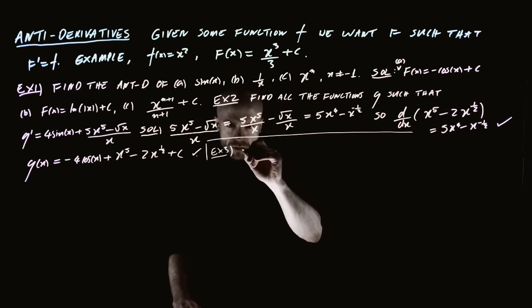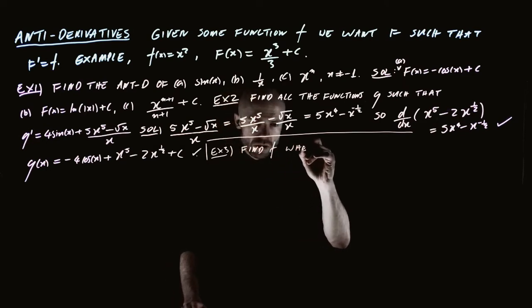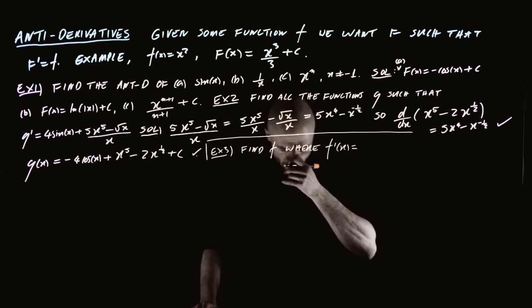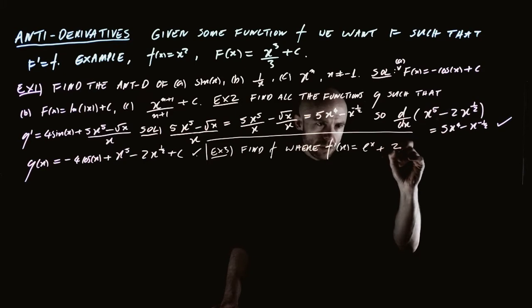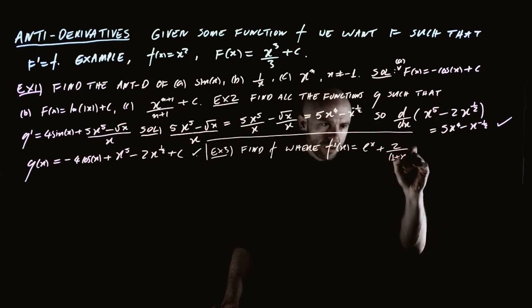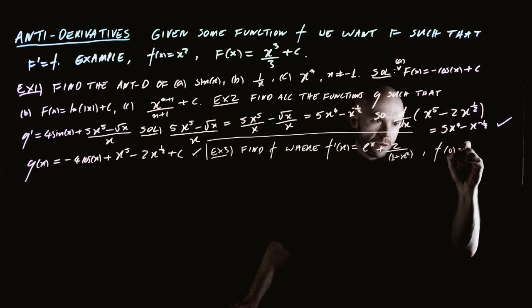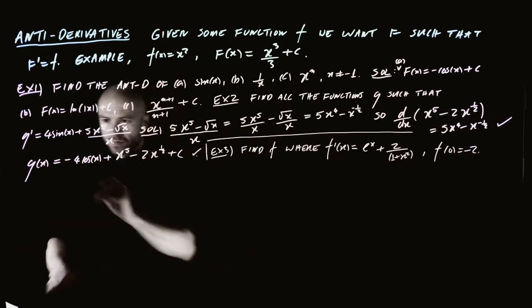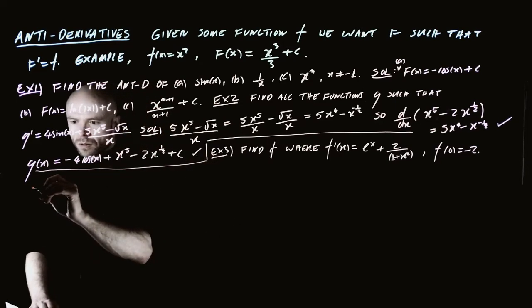This time it's find f, where f prime of x is equal to e to the x plus 2 over 1 plus x squared, and it gives us some extra information that f of 0 is equal to minus 2. Okay. Solution.